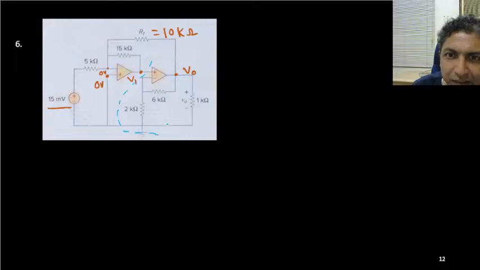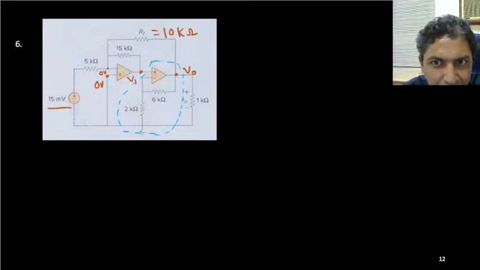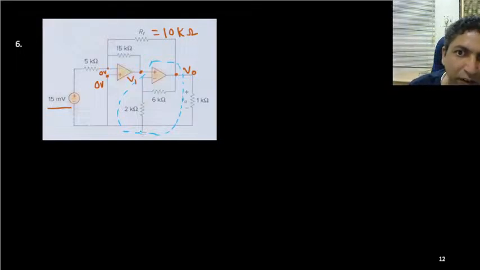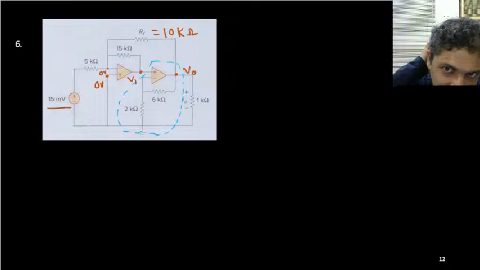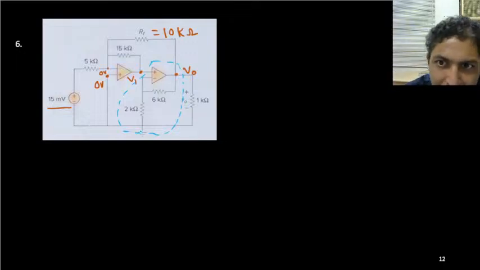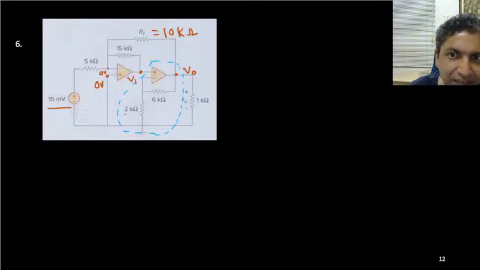anything could be connected as a load or you can take feedback, doesn't matter. This is behaving as simply a non-inverting amplifier. Are you convinced? This V0 depends on simply V1. It does not depend on any load, that we have discussed. So the relation between V0 and V1 we can calculate easily.